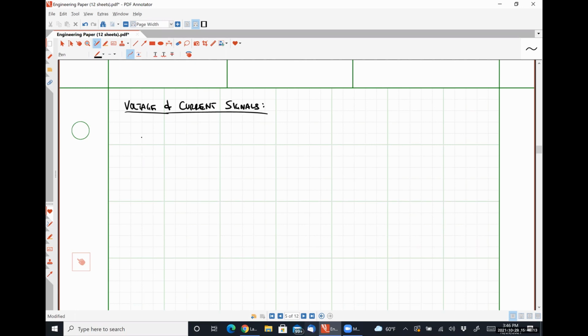So let's say that I have a voltage waveform, V of t is equal to Vm cosine omega t plus theta v. And I have a current waveform, I of t is equal to Im cosine omega t plus theta I. This is a time domain representation of these waveforms.